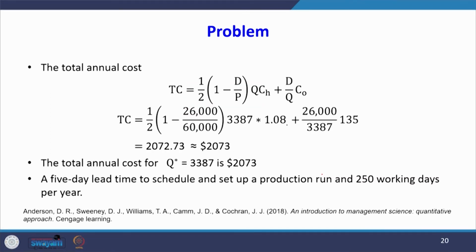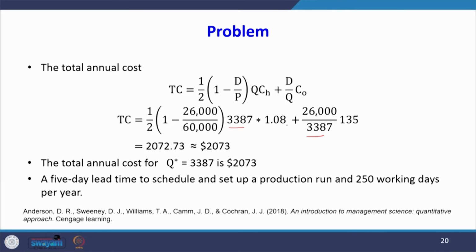So, now we got the Q value. When you substitute into the total cost expression, I have substituted Q as 3387 here also. So, I am getting 2073. See, the total annual cost, if you follow this lot size 3387, is $2,073.